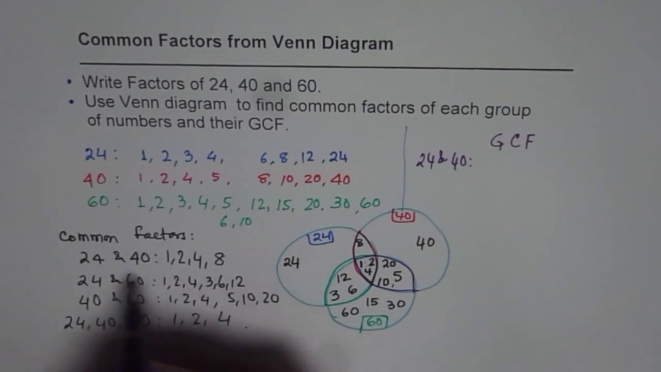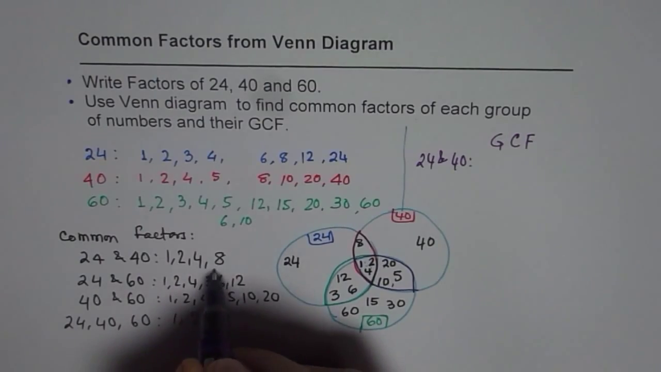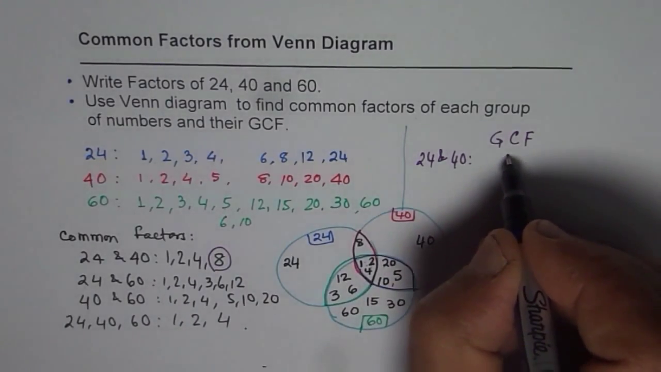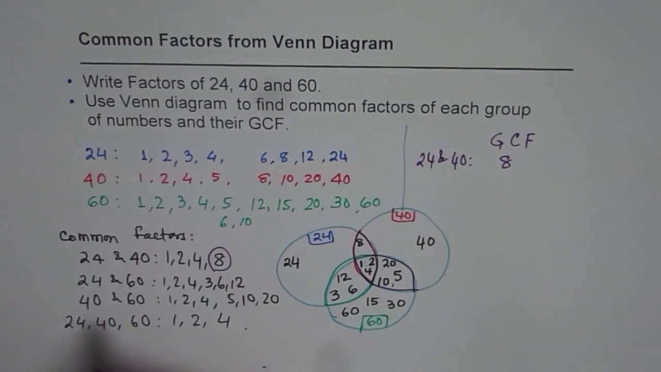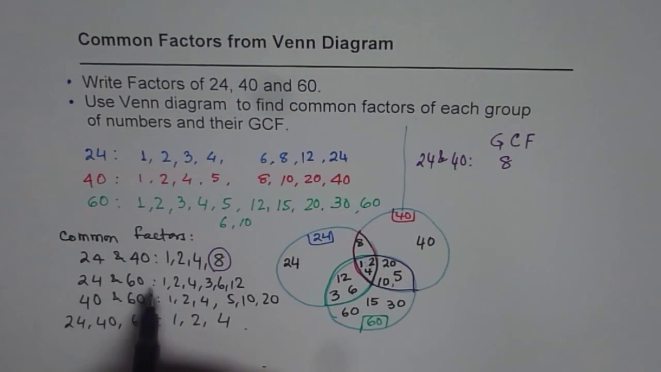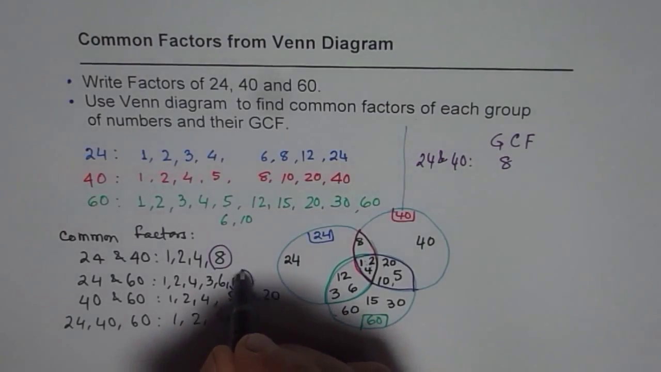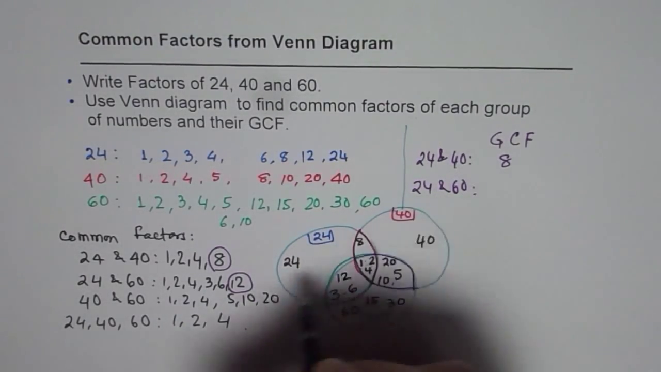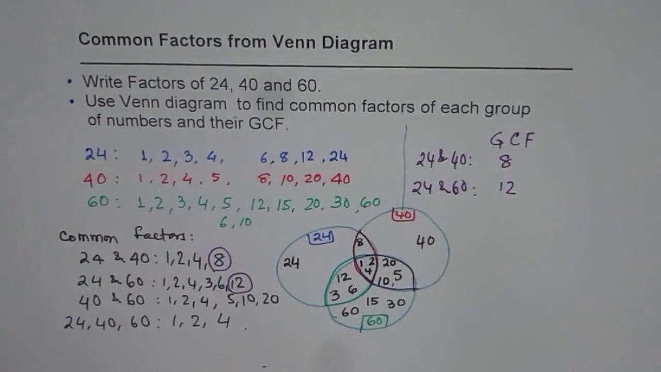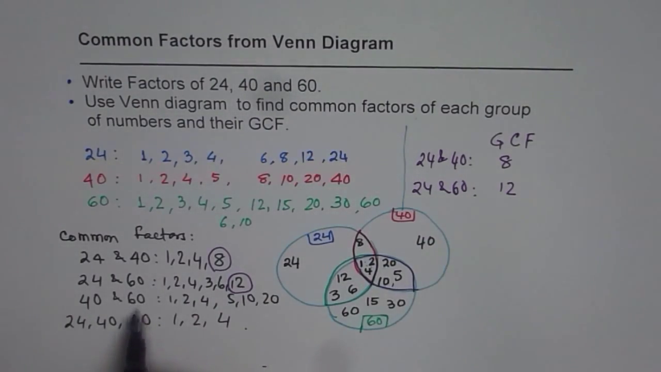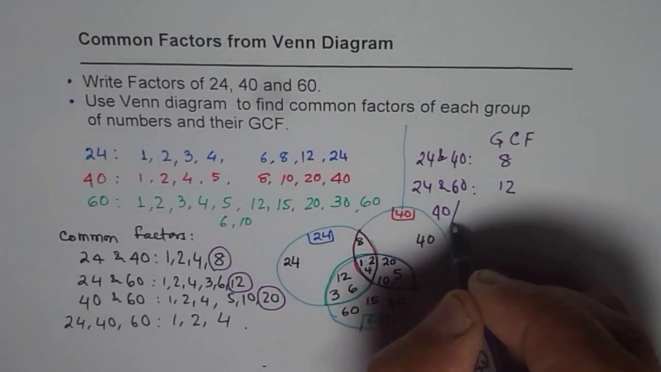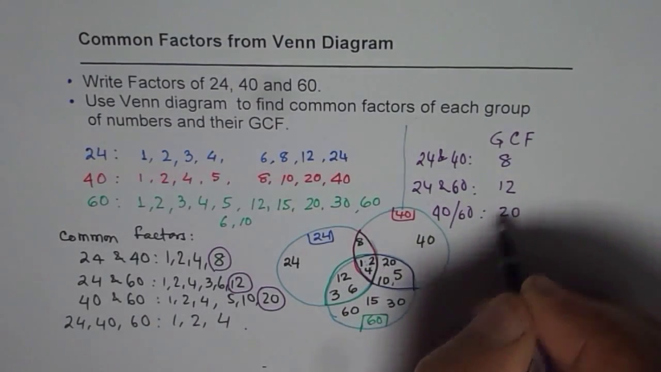Okay, so for 24 and 40, the greatest common factor is 8. Is that okay? So I'll write here 8. How about 24 and 60? Amongst this group, 12 is the greatest common, right? So we have 24 and 60, the greatest common is 12. And from 40 to 60, the greatest common is 20. So between 40 and 60, it is 20.